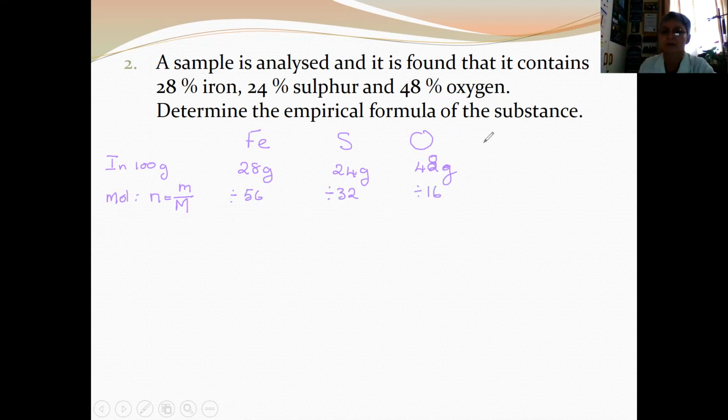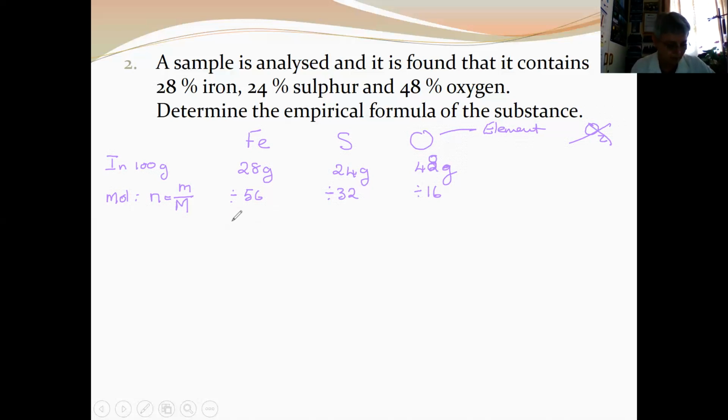Now, I want to make a note here. We use the element and not the molecule O2's mass here, because that would throw out the ratio in which these elements, the atoms, have combined. So we don't look at the molecules, we look at single atoms when we calculate the empirical formula.